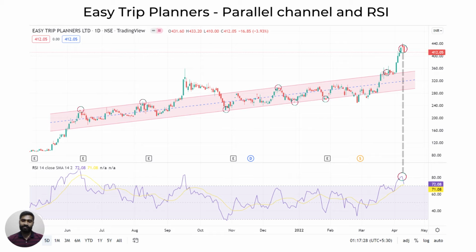So we can actually look at the RSI right now, which has a value of about 72, which is more than 70, indicating that the stock is at overbought levels. With the help of the combination of both RSI and the price action channel, it will be interesting to see where Easy Trip Planners will take support. Will it take support at the top line of the parallel channel, or will it find a different support? We'll see in the coming week.